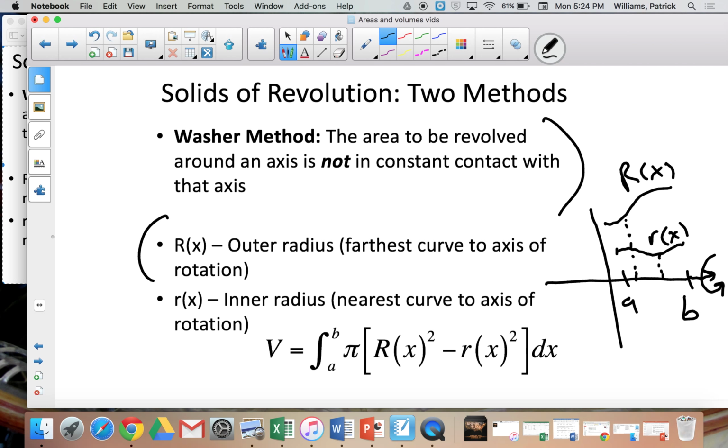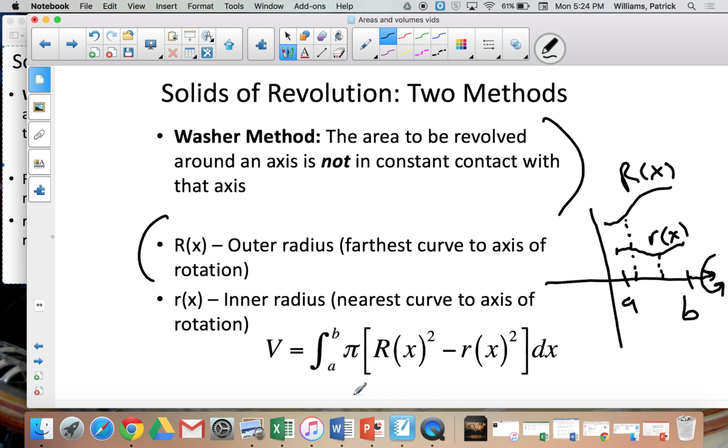So I would say the most difficult portions of these problems are really just determining what is that inner radius, what is that outer radius, and also realize that in the washer method we can also swap everything and use dy. Okay, so in that case, remember, we use dy if we're rotating about an axis parallel to the y-axis. We use dx if we're rotating about an axis parallel to the x-axis.